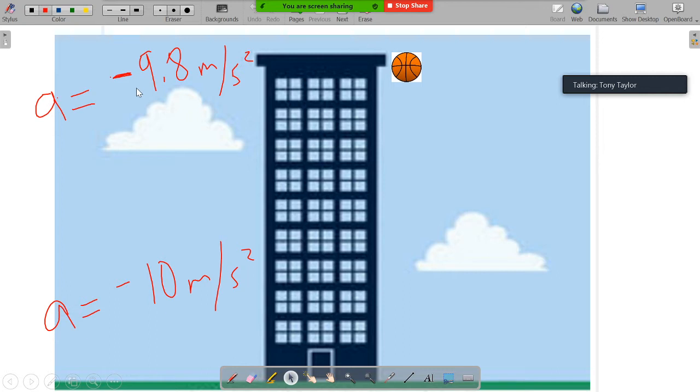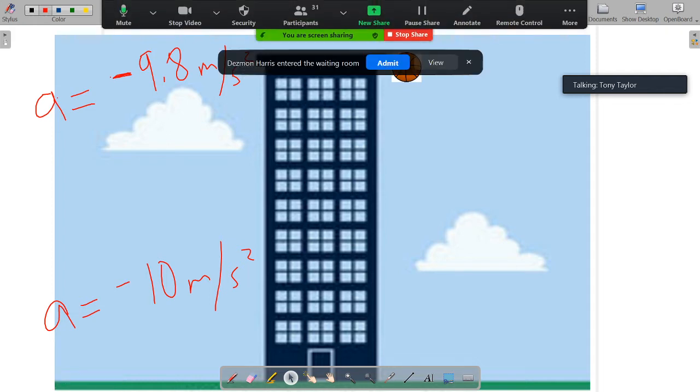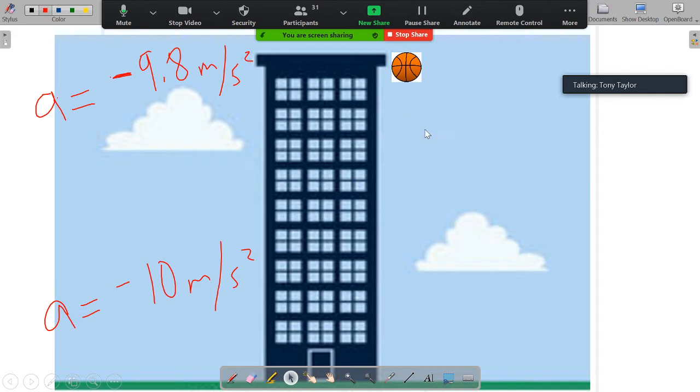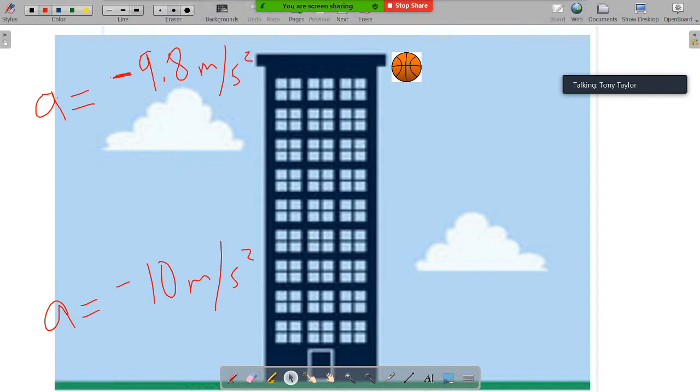One important thing I need for you guys to know is that this magnitude of acceleration is true for all objects, irrespective of the object's mass. So, guys, it could be an object as small as a golf ball, or as large as a piano. It does not matter. All objects falling toward the Earth in a gravitational field accelerate at a rate of 9.8 meters per second squared. Mass does not matter. It accelerates at a rate of negative 9.8 meters per second squared, assuming there's no air resistance.